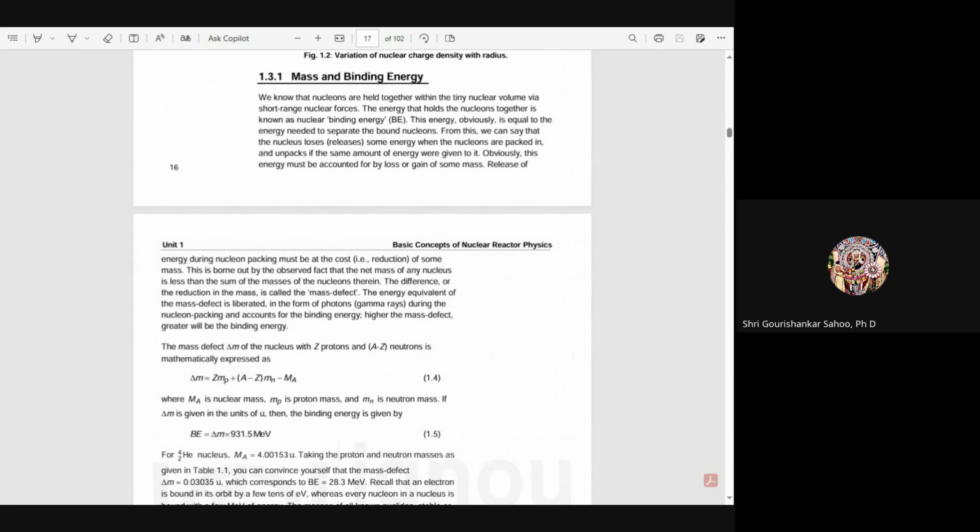So in practice, if you add the mass of protons and neutrons, the actual mass of the nucleus is not the same, and the difference is known as the mass defect. And if this is converted into energy units, ΔM multiplied by 931.5 MeV, which is the atomic energy unit, you have your binding energy, and this energy binds the nucleons together in the nucleus.